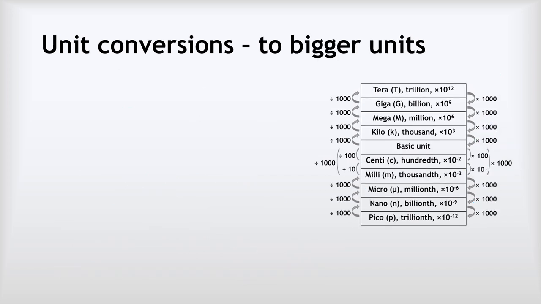What about converting the other way around? Well, to convert the other way around, we're going to be looking at this left side of the table. So to convert from a smaller unit to a bigger unit, we're going to be dividing, again, normally by a number of thousands. So let's look at our first one.